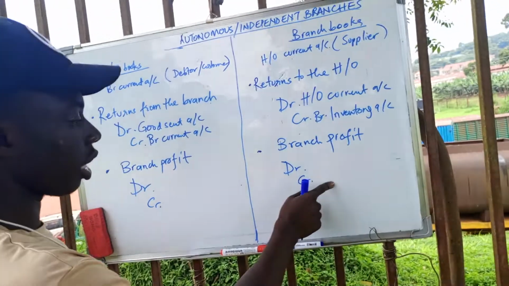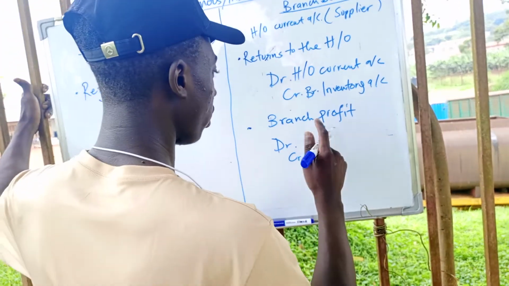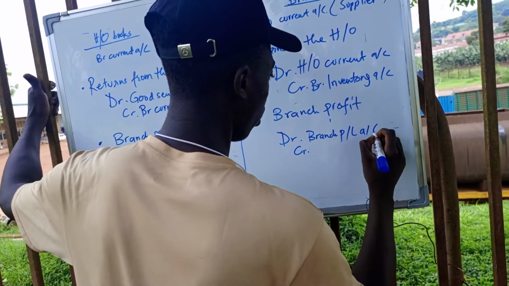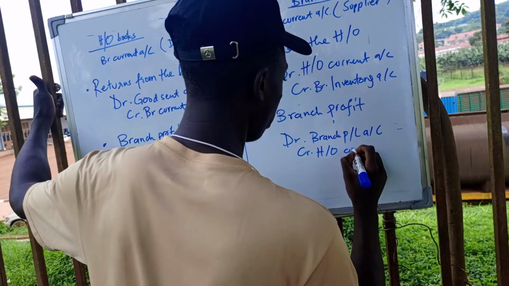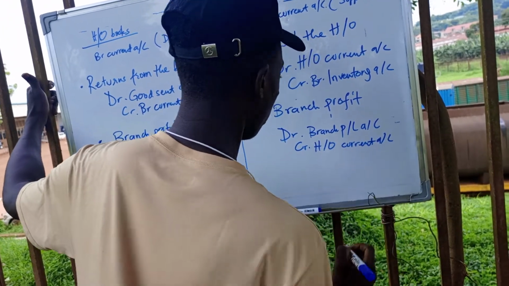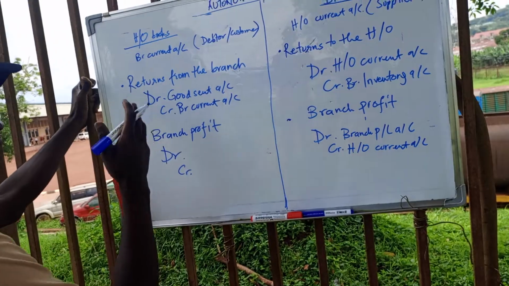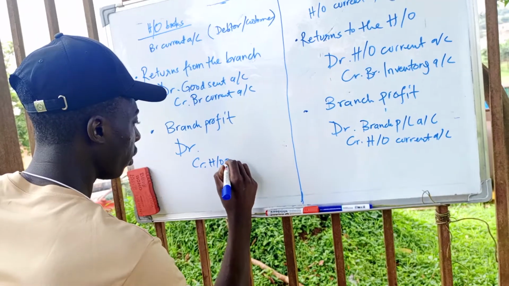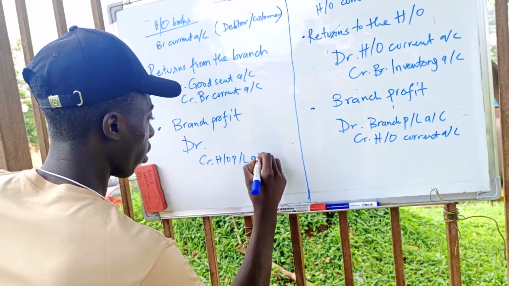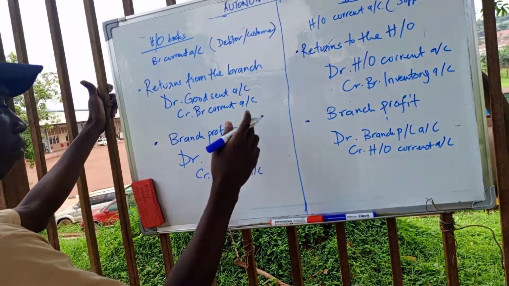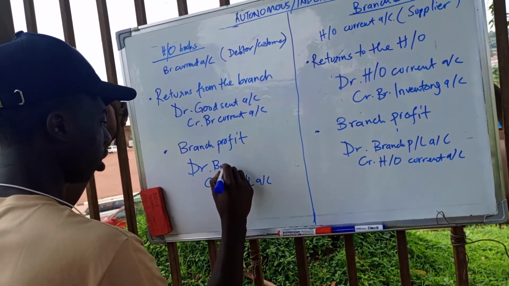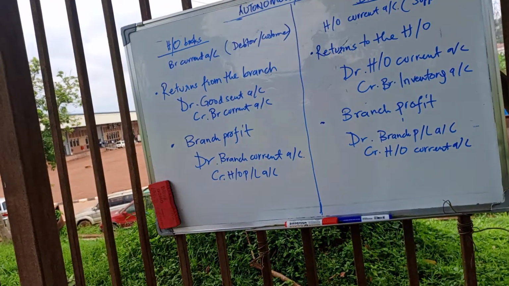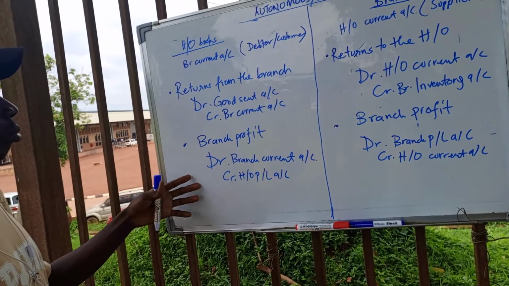So it can't be credited this side. In other words, if the branch makes a profit, it is supposed to debit the branch profit or loss account, then credit the head office current account. So that when they send that profit to the head office, the head office recognizes an income increasing by crediting. They debit their branch current account, the account they are maintaining, and credit their head office profit or loss account with that branch profit. So that's it basically. These are the most common journal entries.